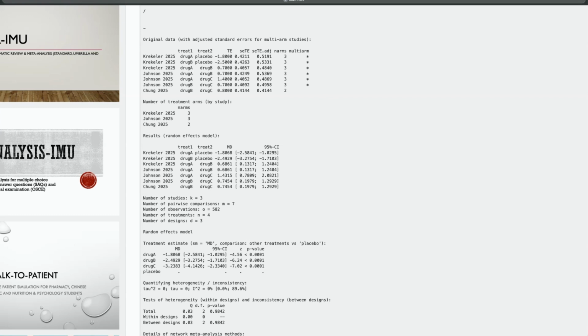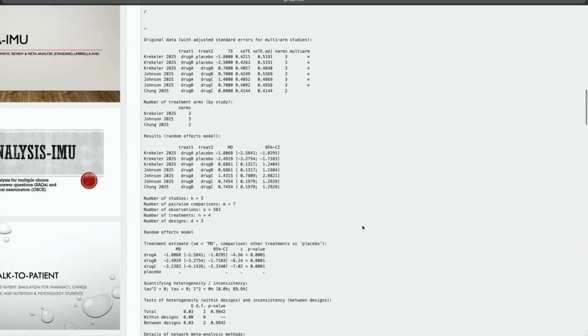Because real-world studies are rarely identical, the random effects model is generally the safer, more conservative choice, especially if there is any noticeable heterogeneity. You might notice that the effect size in the results table is slightly different from your original data. For example, the original TE for Krekeler 2025 is minus 1.8000, but the model's mean difference, MD, is minus 1.8068.